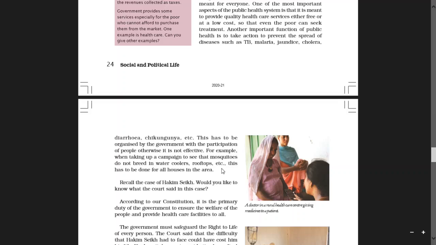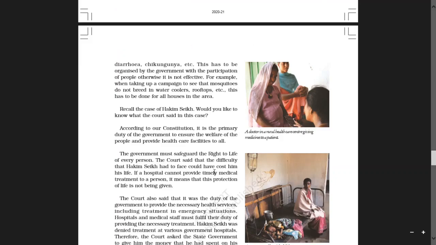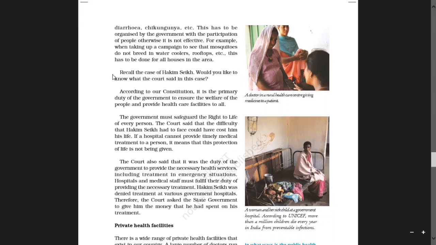A campaign is taken up in order to see that mosquitoes do not breed, because from the breeding of mosquitoes different diseases can spread. So this precaution should be taken in all areas, in all houses of that area.